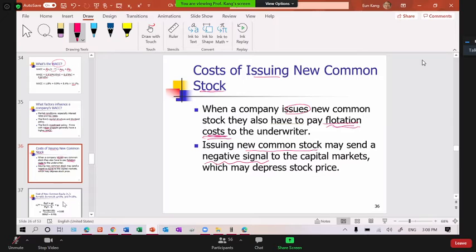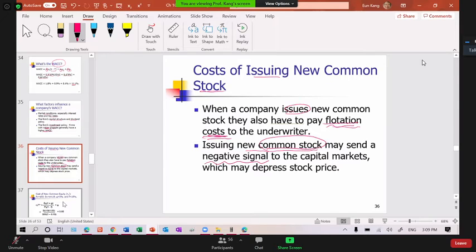This is important. The very fact that you need money is not, as I said, a bad signal. But the very fact that you use common stock to get money may be a bad signal because you can borrow money and so on, right? Other ways. Then why is issuing common stock a negative signal?